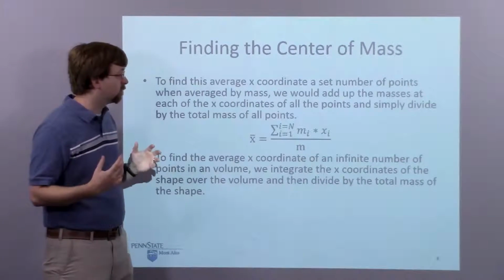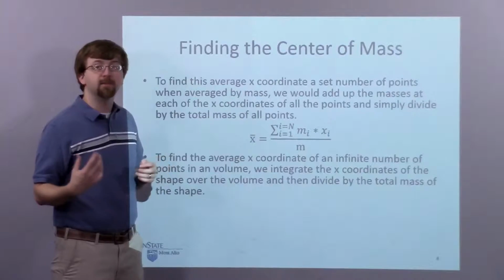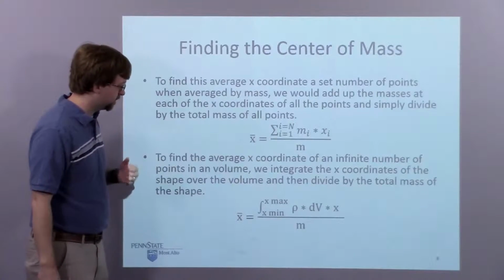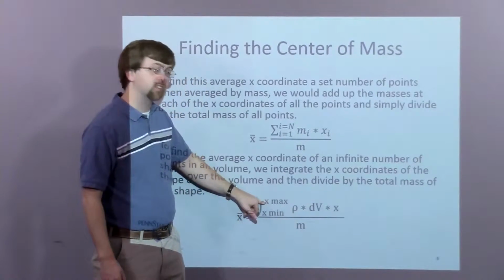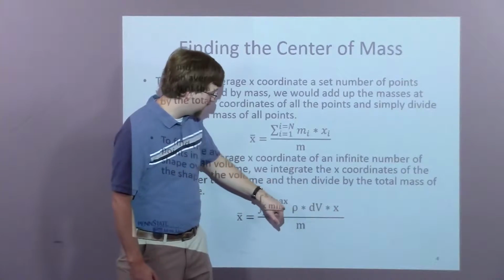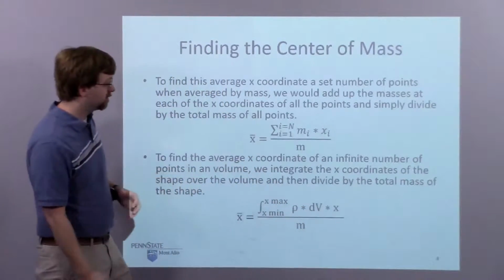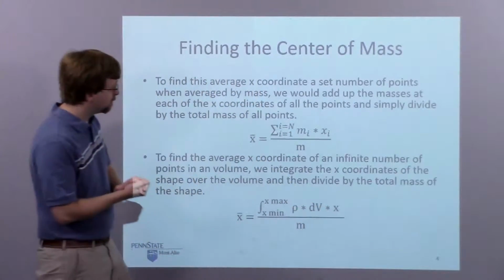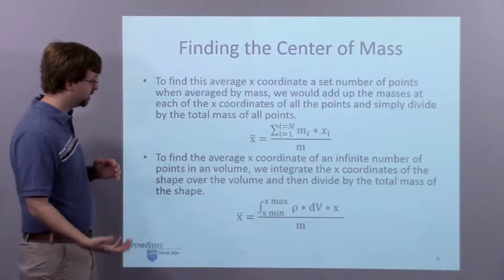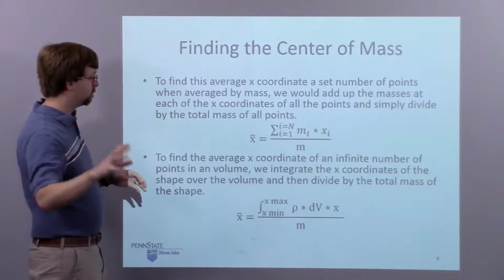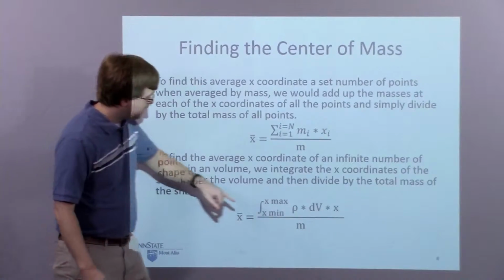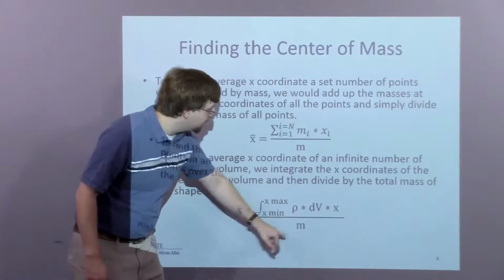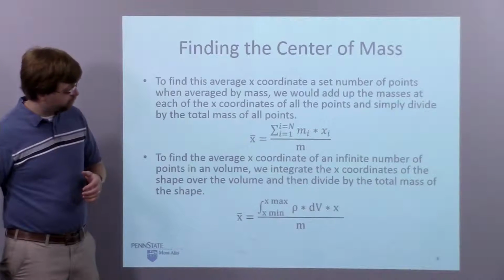Alright, so to find the average x-coordinate of an infinite number of points in a volume, we're going to integrate the same function. Integrating from some minimum x value to some maximum, I'm going to multiply the density times that very small volume. That would give me my mass. And I'm going to multiply that by the x-coordinate at each point. So as I move from x minimum up to x maximum, I need to write out the density times the rate of change of volume times the x-coordinate, and again divide that by the total mass of my piece.